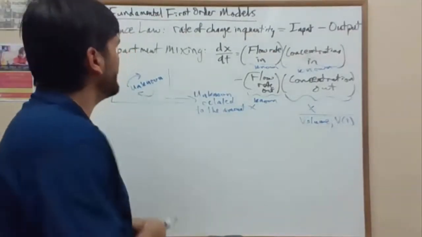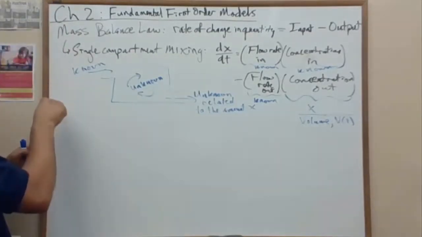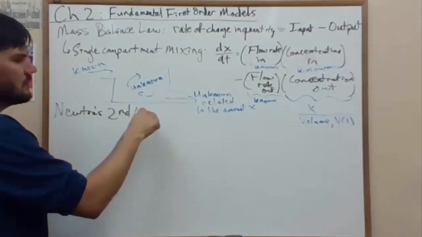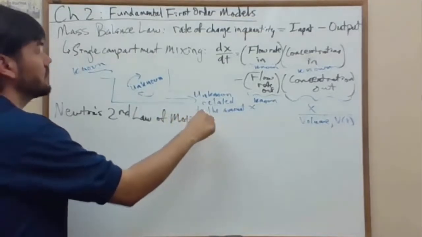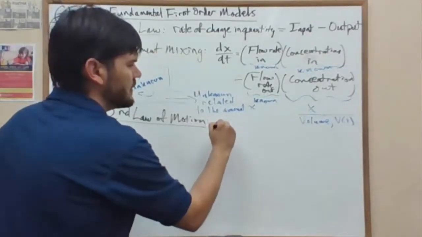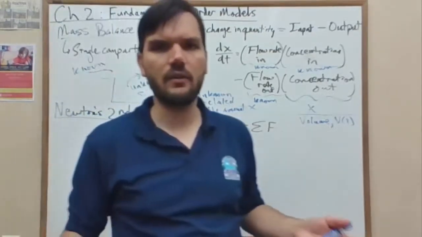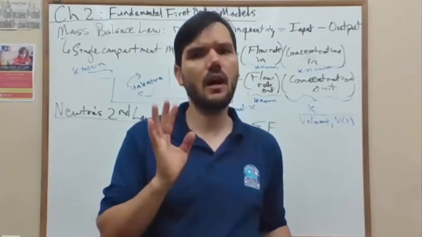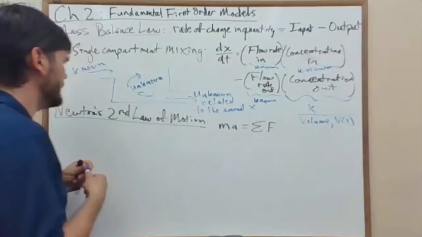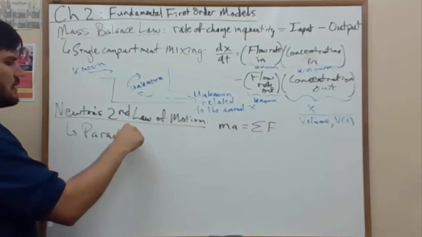Now let's look at the other main law that shows up in chapter 2 and also shows up in future chapters. That is Newton's second law of motion. And this is MA equals the sum of the forces F. You can think of this as F equals MA, but there's often more than one force. So MA is equal to the sum of the forces. An example we have from chapter 2 was the parachutist problem.